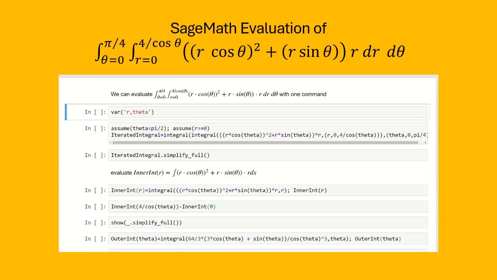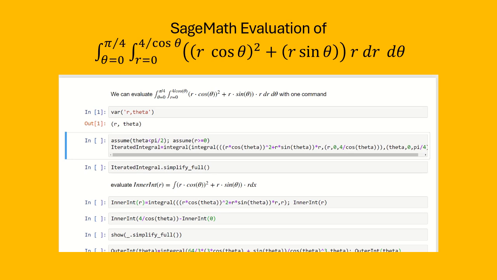We can evaluate this double integral that we have been looking at with one command. Notice that we need variables r and theta, so we'll declare r and theta to be variables. And now we're going to look at the value of the iterated integral. First, I'm going to assume that theta is less than pi over 2, and I'm also going to assume that r is greater than or equal to 0.